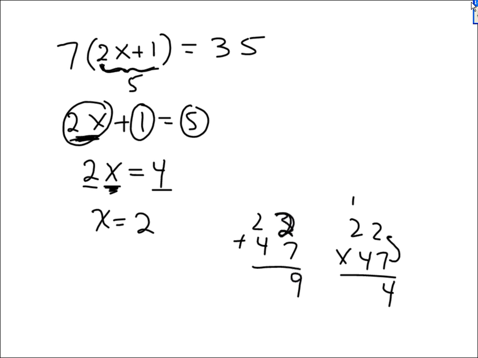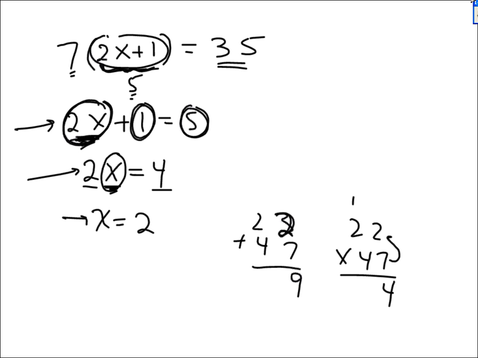I don't have to show why this is 5. I mean, it's common knowledge. 7 times 5 is 35. So this must be 5. I wrote it down. The fact that 4 plus 1 is 5, that's common knowledge. We're supposed to know that. This is 4. I wrote it down. You're supposed to know 2 times 2 is 4. I wrote that down. X must be 2.